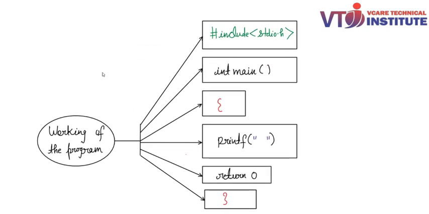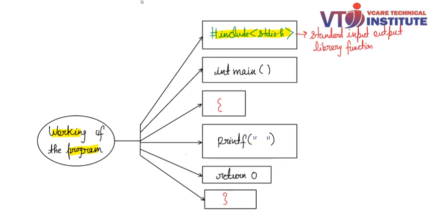Let's move ahead. So how does our program work? Let's see. First is include stdio.h, which means it's a standard input output library function.